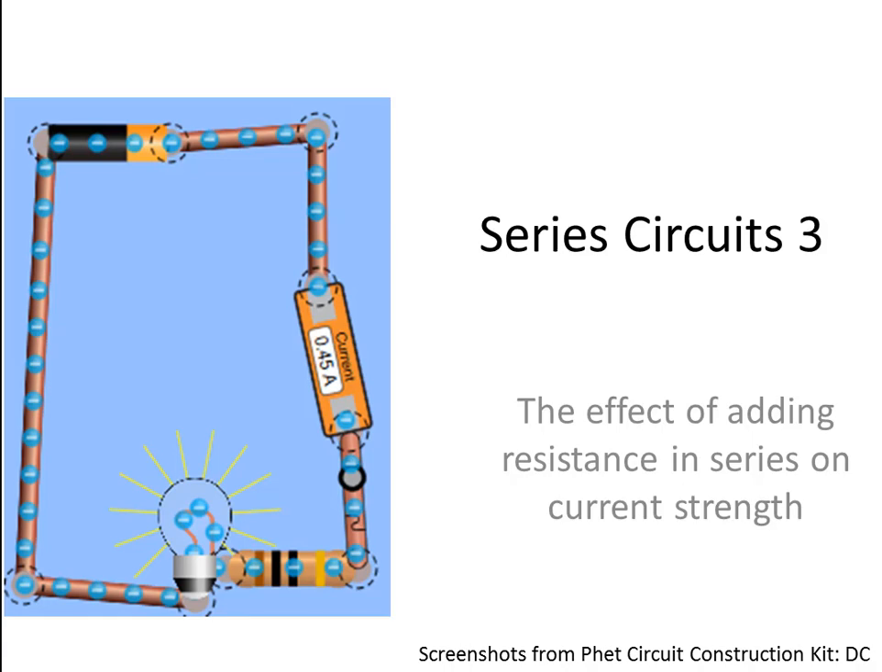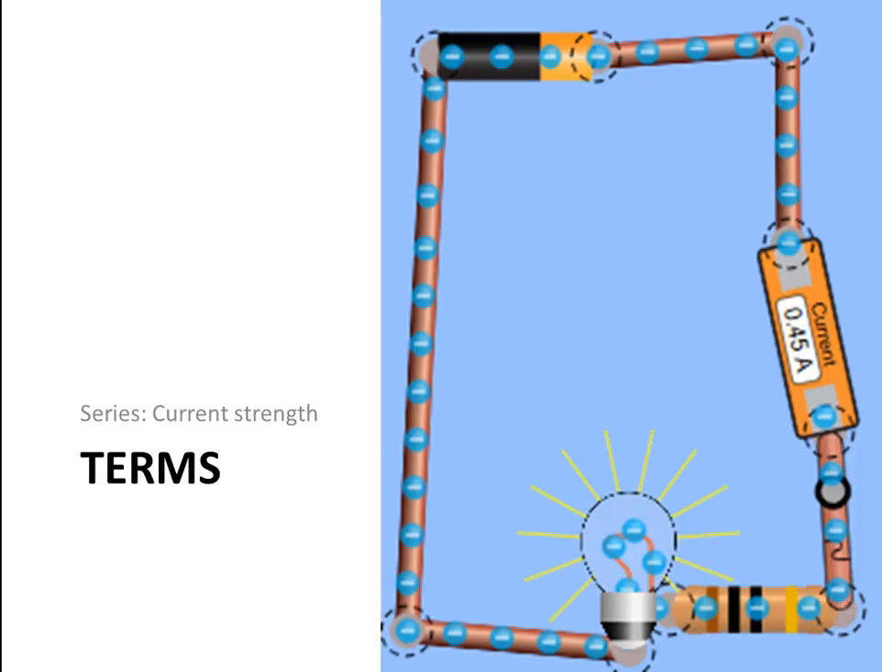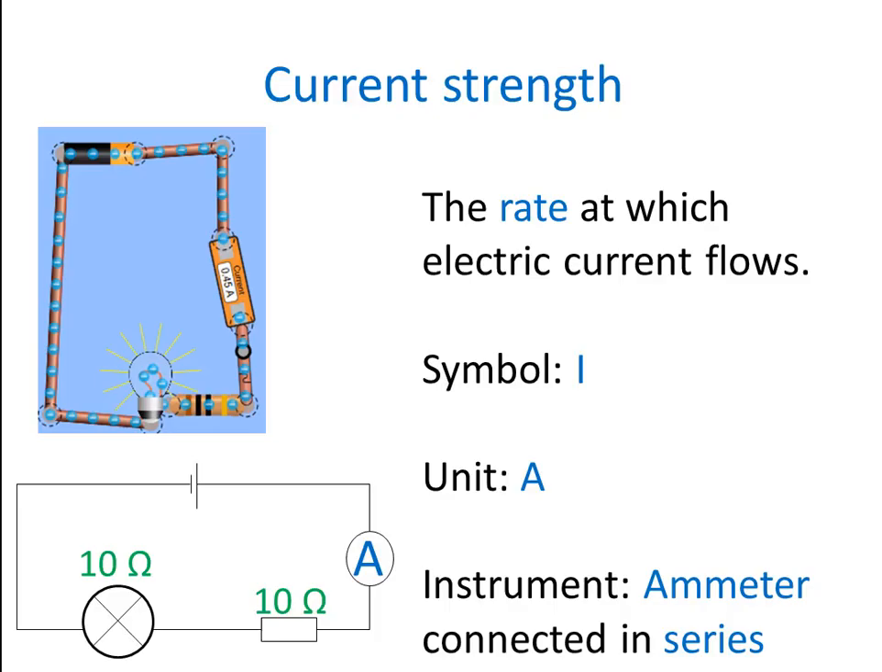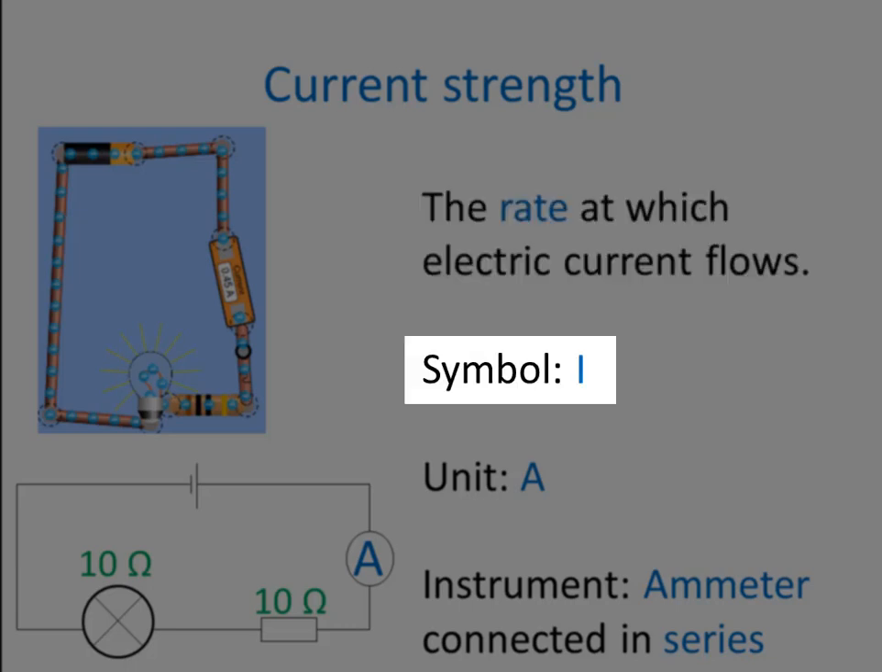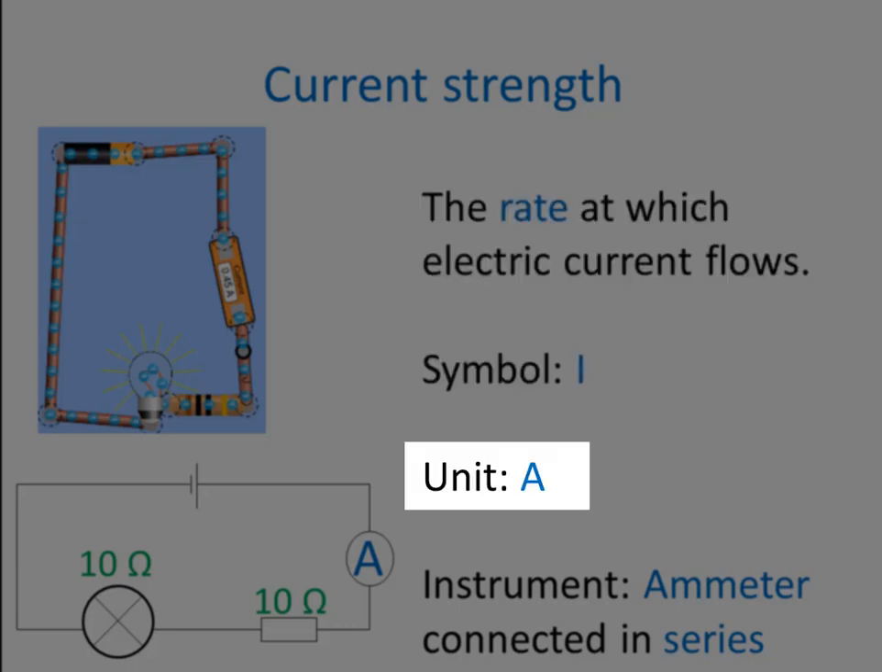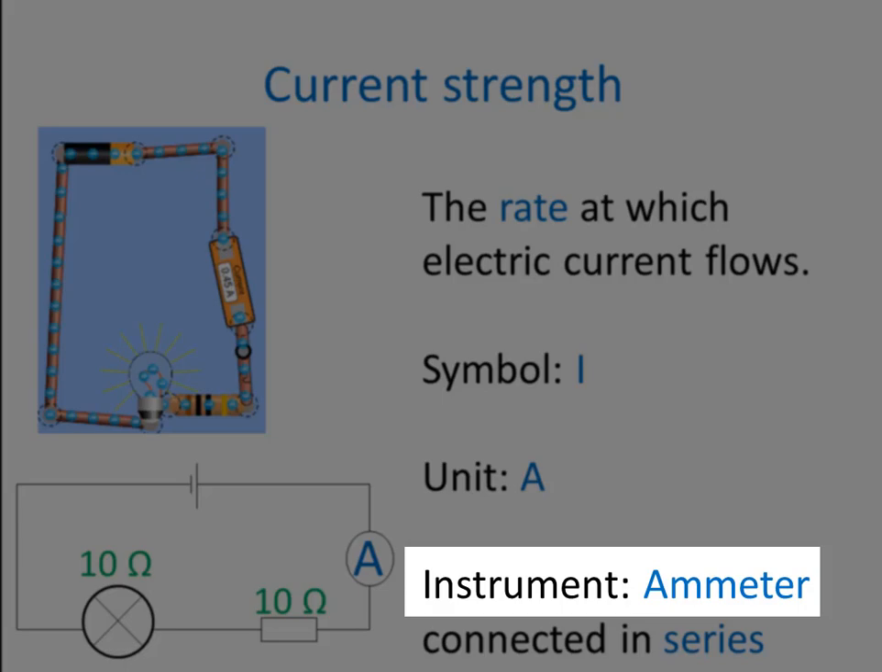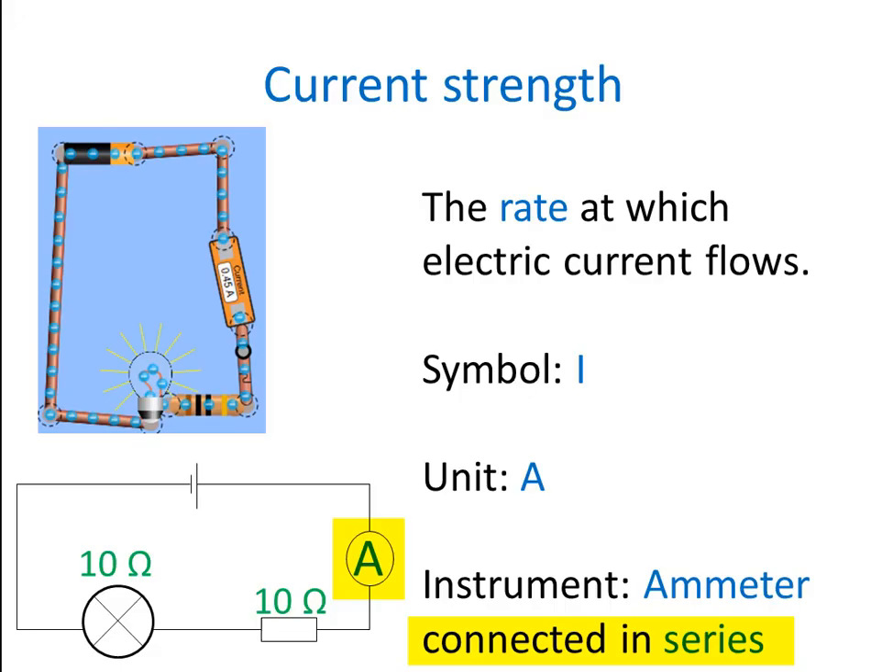Let's now investigate the effect of adding resistance in series on current strength. First, though, we need to understand some terms that we're going to use in the investigations we're going to do. Current strength is the rate at which electric current flows. The symbol is I and the unit is amperes. We measure current strength with an ammeter, and we must always connect an ammeter in series in a circuit.